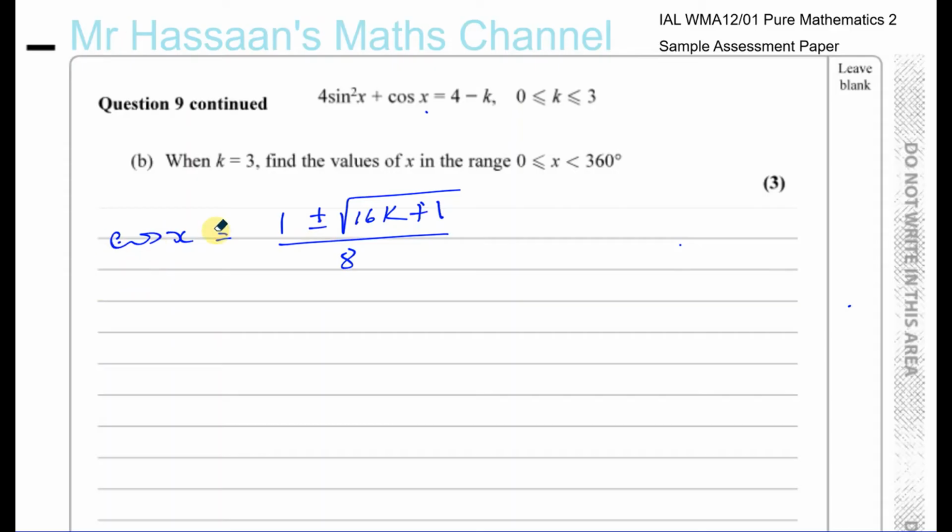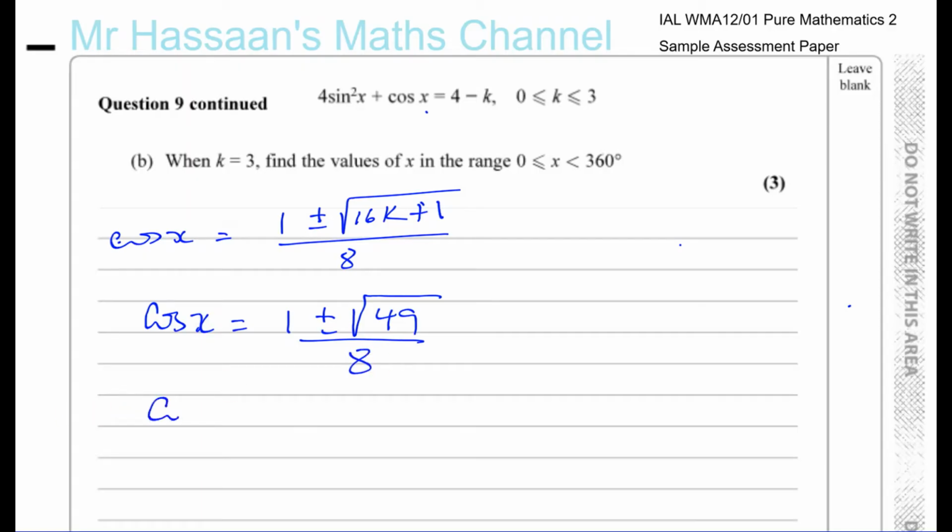So all we need to do really is substitute k equals 3 into this. We've already done all of those steps. We've already done all that solving. So cosine x is equal to 1 plus or minus the square root of, 16 times 3 is 48, plus 1 is 49. That's going to give us exact values here.